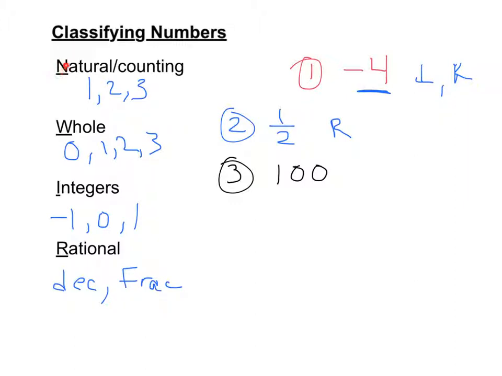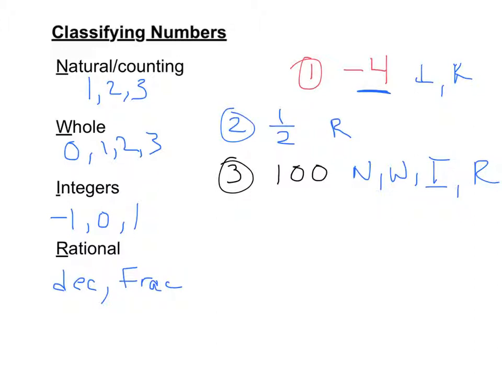So that means it's automatically a natural counting, and it's automatically everything below it. So it's natural, it's whole, it's integer, and rational. That's why it's important to know this order, NWIR. If you can remember that NWIR, anytime you're classifying numbers, you should be able to do this pretty simply. So this one I would categorize as N, W, I, and R.